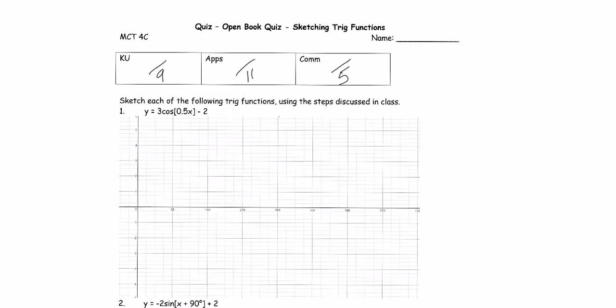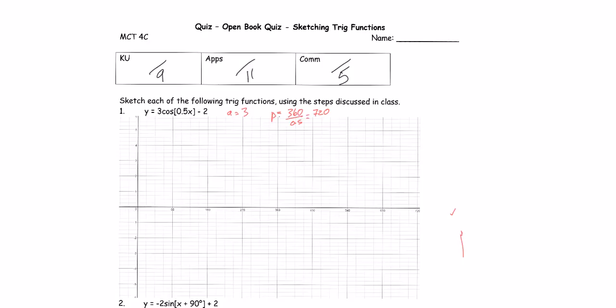To begin with, for every one of these graphs, for the first graph, you'll always go and tell me what the amplitude is. A in this case is 3. You'll also need to tell me the period. The period is equal to 360 divided by 0.5, which is 720.